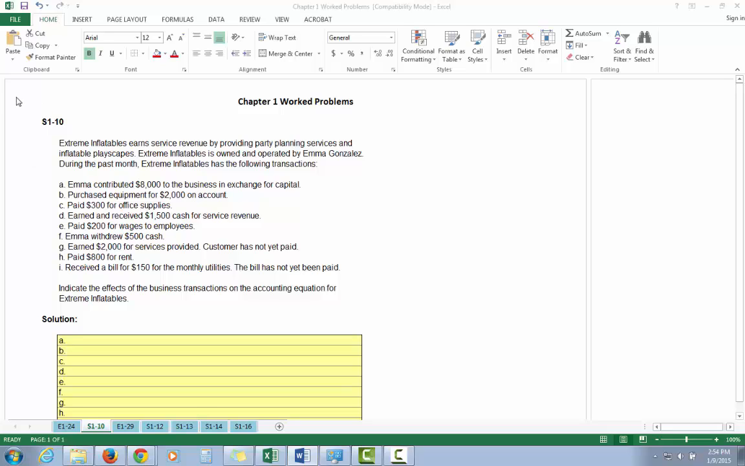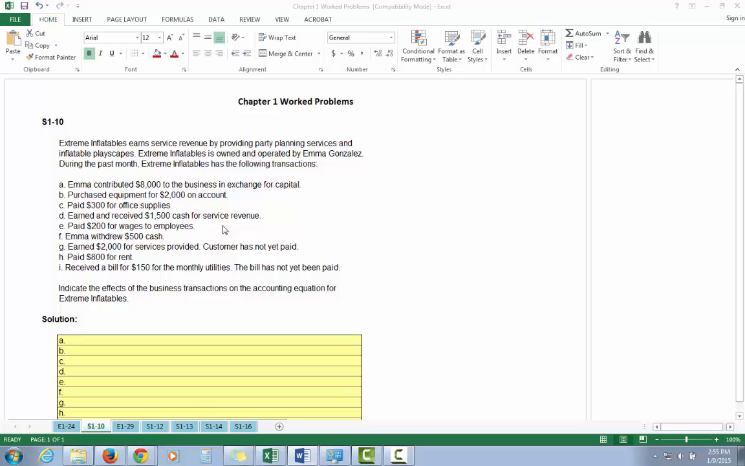So let's take a look at A. It says Emma contributed $8,000 to the business in exchange for capital. Okay, so anytime a business is started, an owner has to put in money. So in exchange for putting in money, they're going to get this account called capital. This is kind of like their investment in the company, okay, in the business.